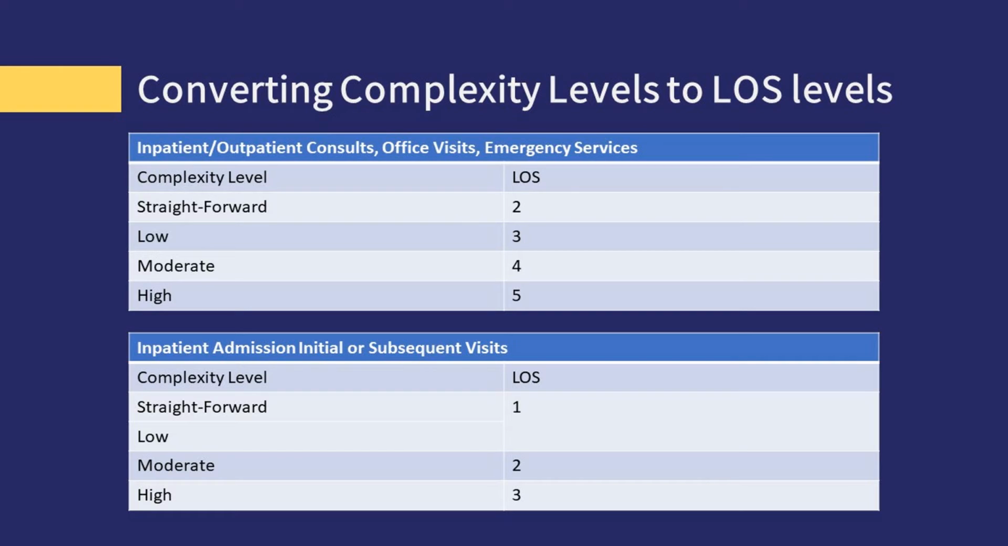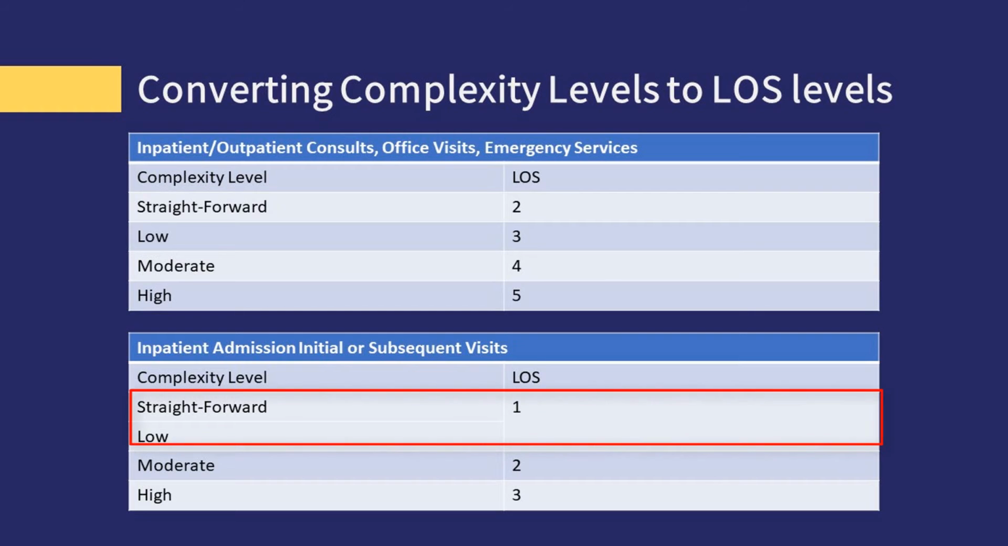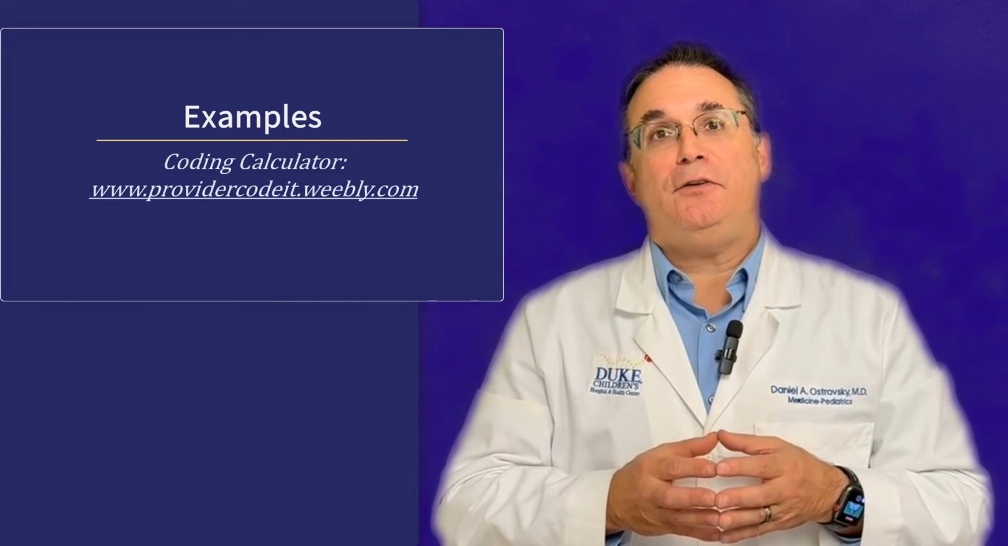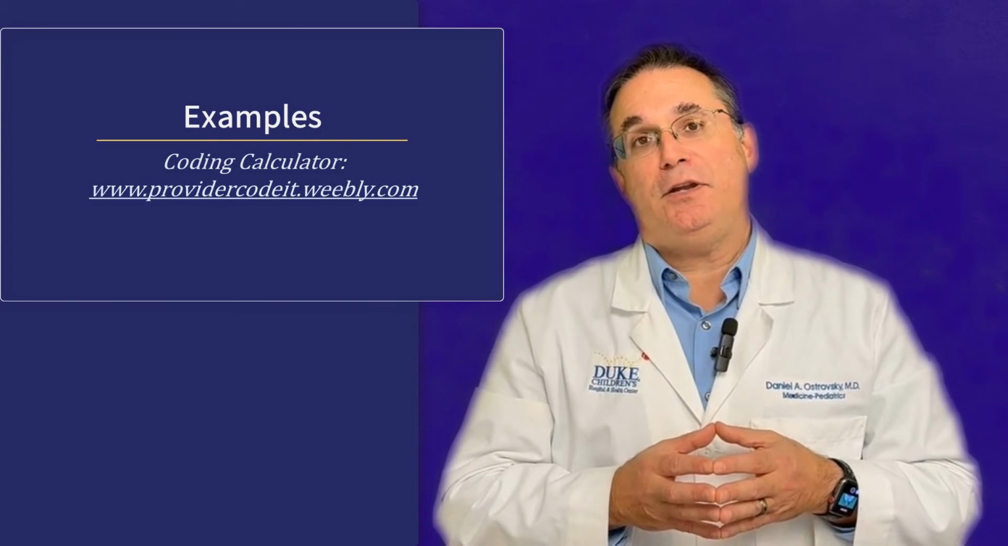These two tables show the conversion between complexity level and level of service. Essentially, for hospital encounters, straightforward and low are combined into level of service 1. Now we'll review a couple of examples and use my free online coding calculator to demonstrate the process.